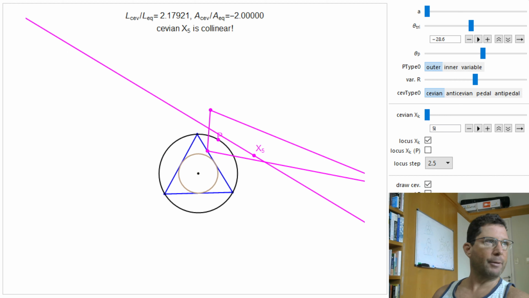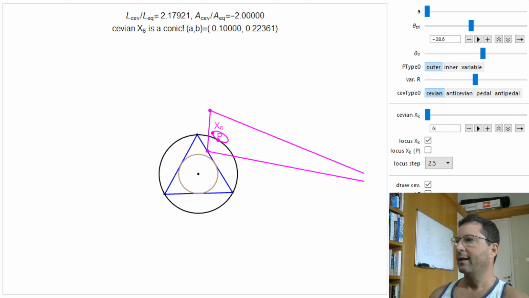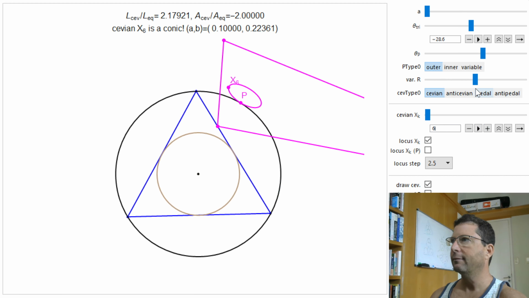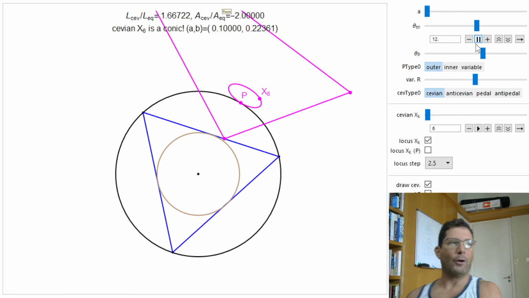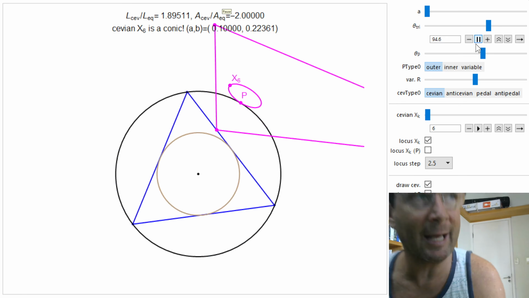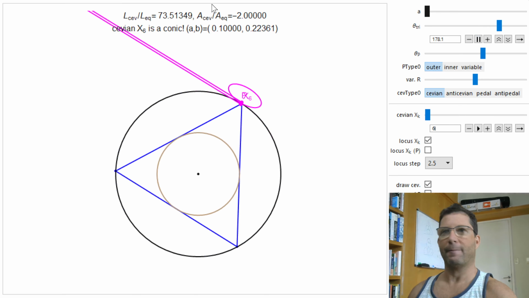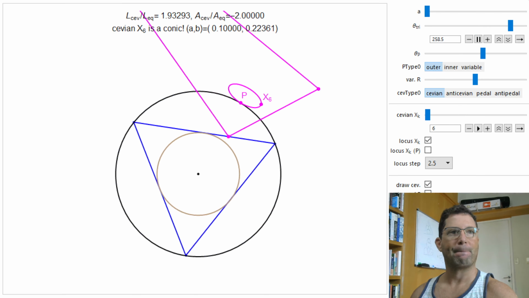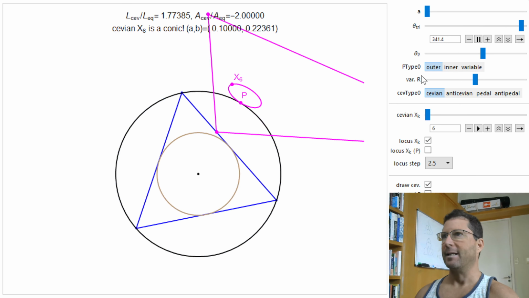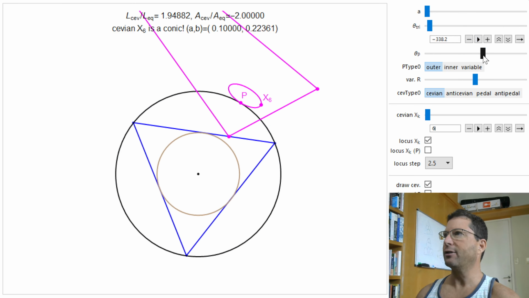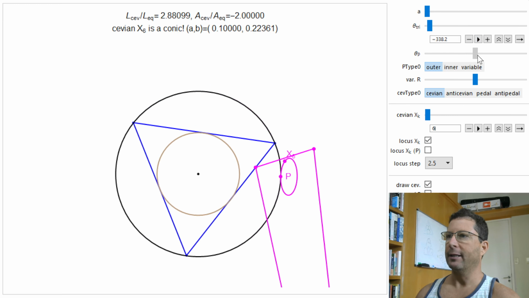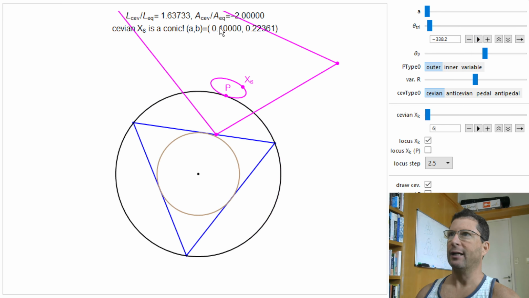Okay, now what happens to X6? Let's look at X6. X6 is quite an interesting case. X6 turns out to be what I'm calling an inherent conic. Okay, it's an inherent ellipse. In what sense? In the sense that anywhere I place P, I'm going to get an ellipse. So it's telling me here that this thing is a conic. It's actually an ellipse with semi-axes 0.1 and 0.22361.